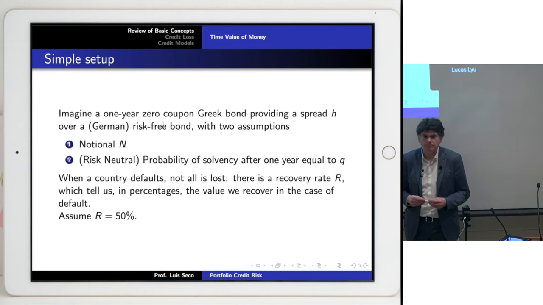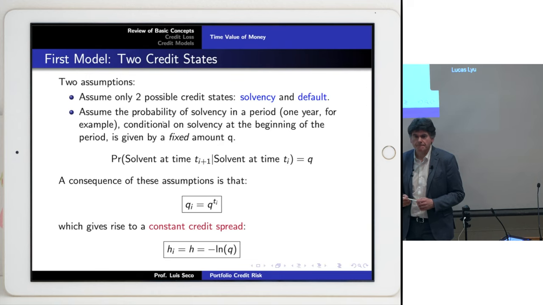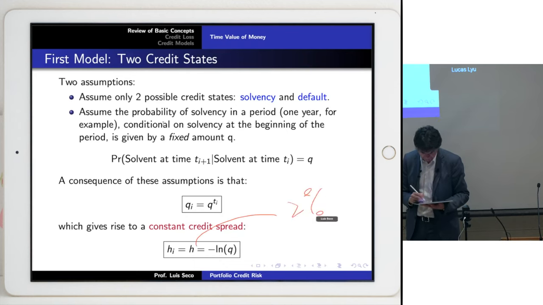I'll have to give you some more details about this. What would be the probability of default of that country if the credit spread is 2%? I bring you back to the previous slide. What's the probability of default of that country in a year if the credit spread is 2%? If H is 2%, what's Q? E to the -2%, which happens to be applied Taylor's theorem. Taylor's theorem applied to the exponential. The exponential is like 1 plus x, right? So through Taylor's approximation, what would be the probability of default of that country? 2%. So by Taylor's theorem, the probability of default is the same as your credit spread.